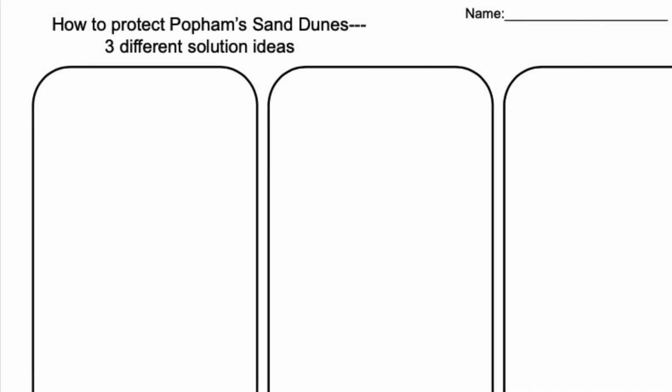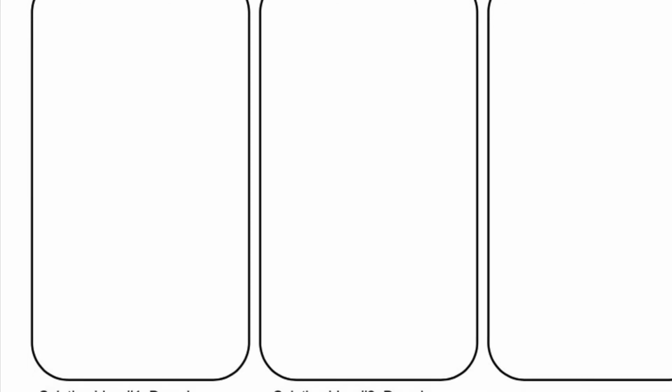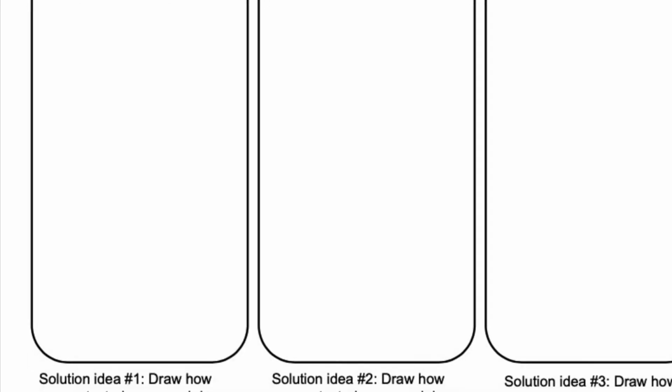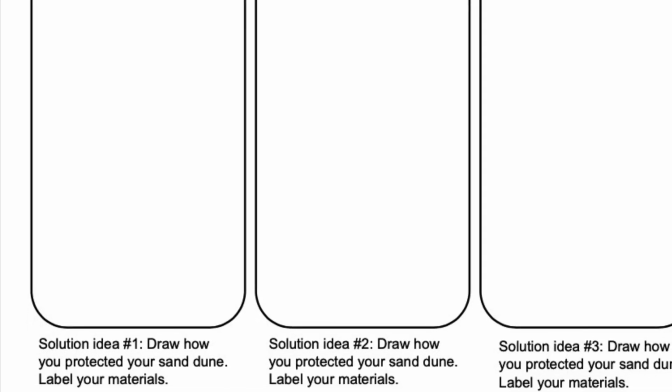And ideally you'll make 3 or 4 sand dunes, and that's because you're going to try using 3 different materials, 3 different solution ideas to try to prevent the sand from washing away. And if you have 3 different dunes, you'll be able to try a different material on each dune and compare and look to see which one worked best.